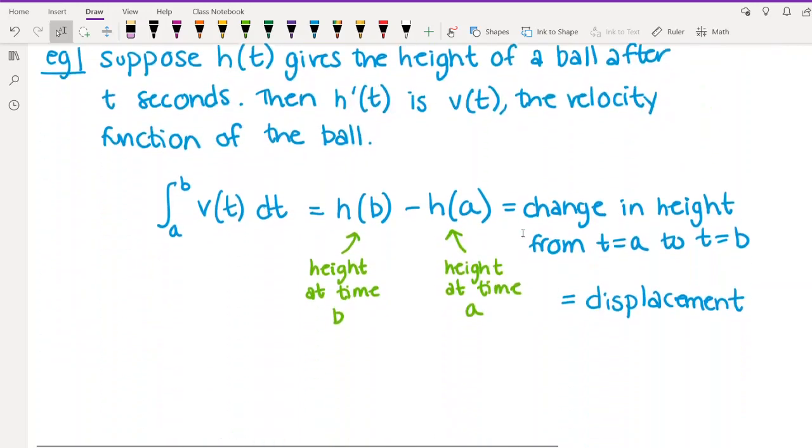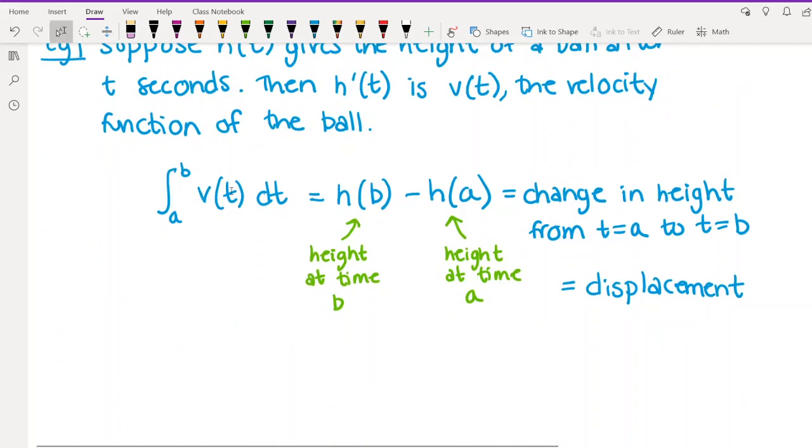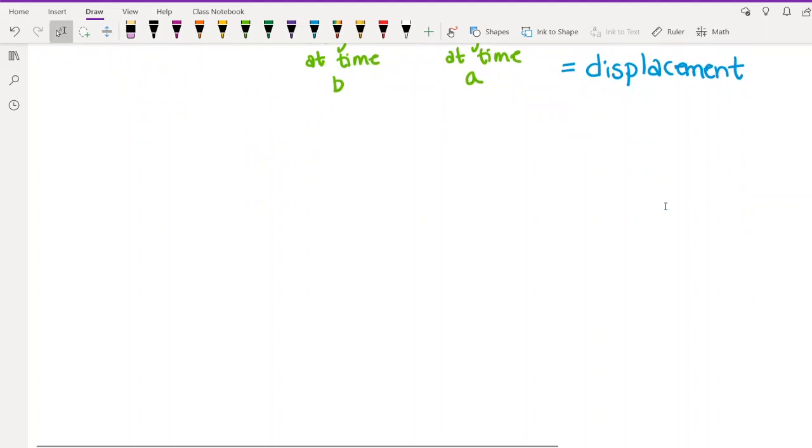So again, one example of that is here. The velocity is the rate of change of the height. And so when we integrate the velocity, we get the height at one time minus the height at another time, which is the change in height. So let's look at one more general example, and then we'll get into one where we'll actually have a specific function and we'll talk about what the word displacement means.